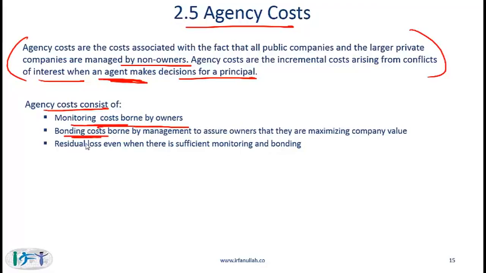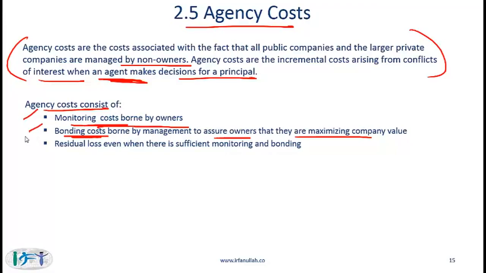Another cost is the bonding cost borne by management to assure owners that they are maximizing company value. A very simple example is, do you think management has to put in a lot of effort into status reports and other reports to show owners that they are doing a good job? Answer is yes. Are those reports in of themselves adding value or increasing cash flows? No, but this is a cost that needs to be borne, and that also is an agency cost.